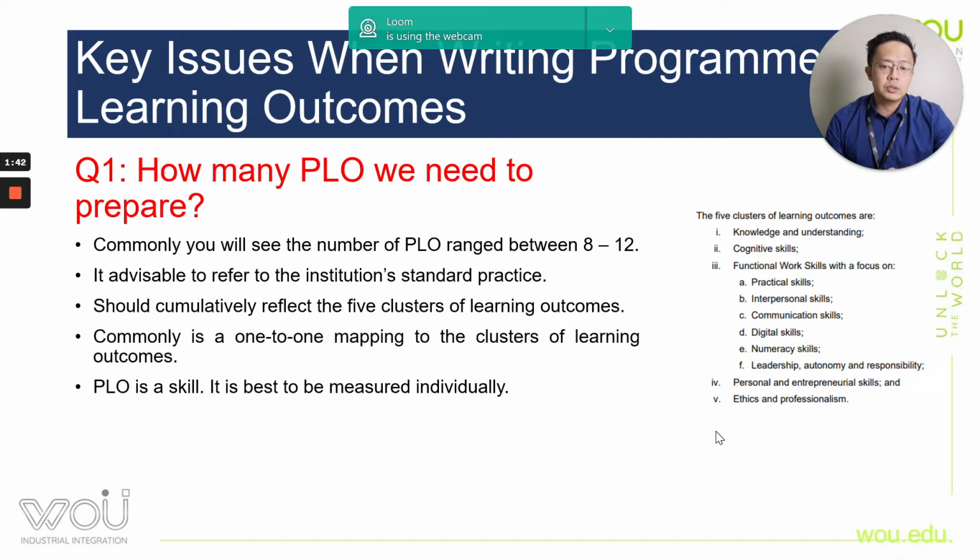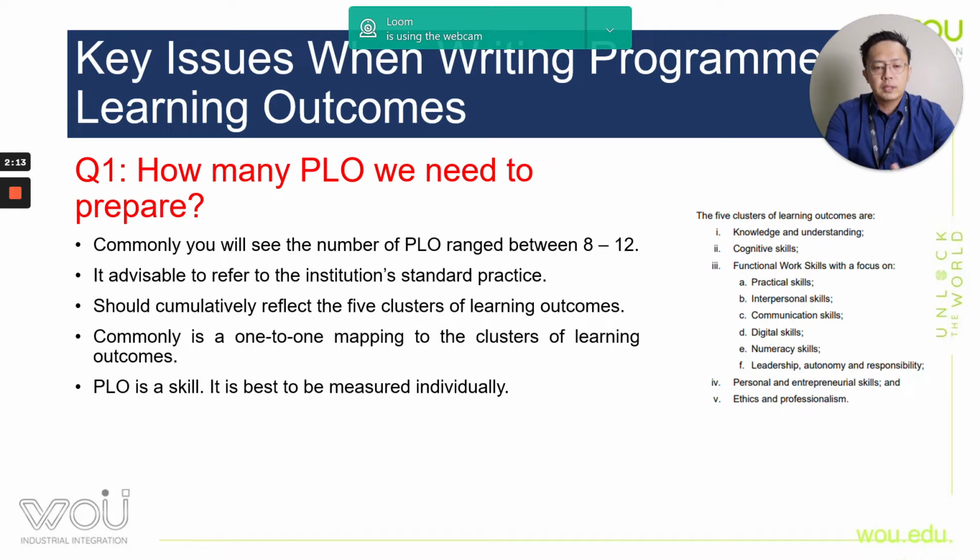This is the explanation given by MQA right now, advising on whether we should have 8, 11 or 12 PLO. Whether you have 8, 11 or 12 PLO, the most important thing is that you cover all the 5 clusters of learning outcome. So again, you ask 8, 12 or 11? It needs to refer to your institutional practice, whether in a university or in your school you are practicing 8, 11 or 12.